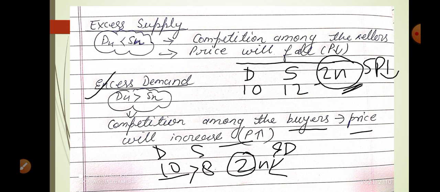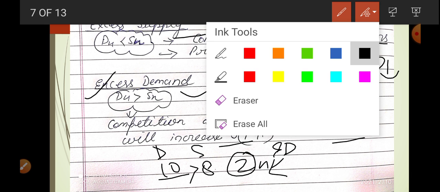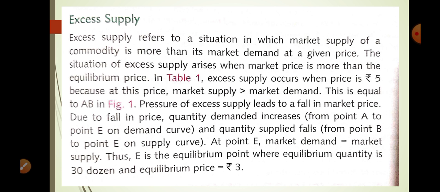So what you have to keep in your mind: whenever there is excess supply, competition will be among the sellers and they are going to decrease the price. When there is excess demand, competition will be among the buyers and price is going to increase. Okay students, so keep this line.